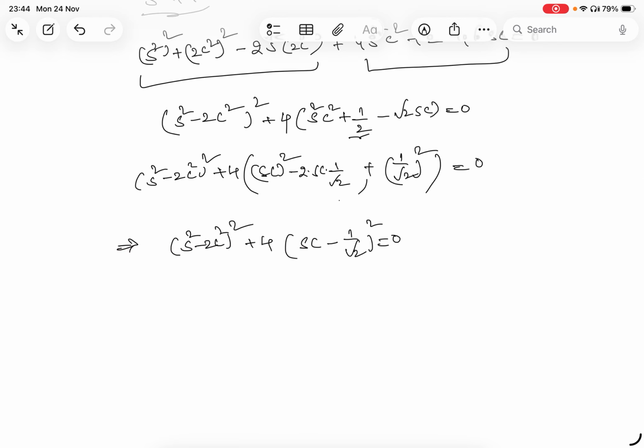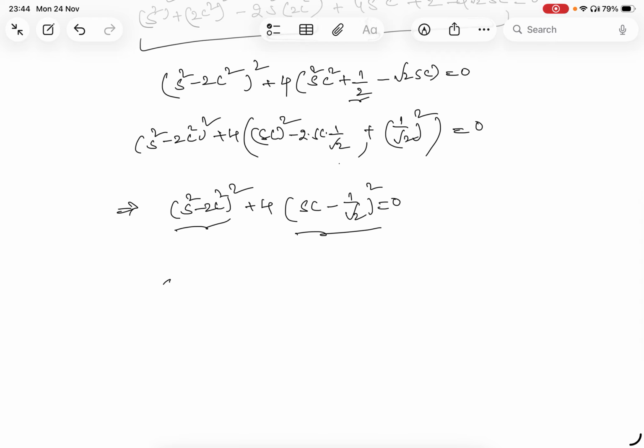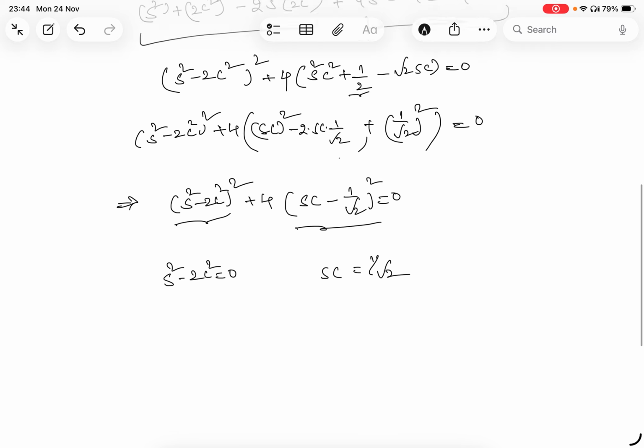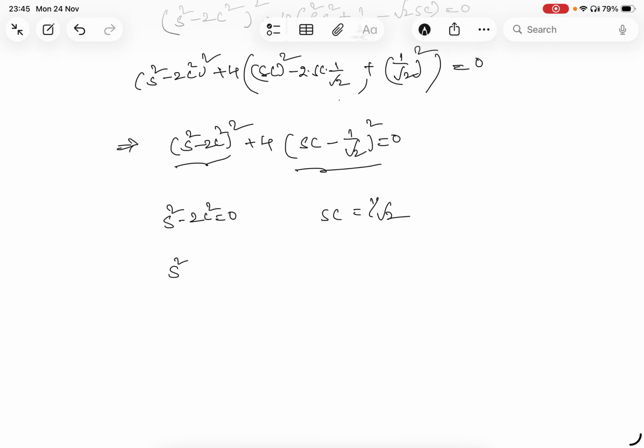Now as you can see, these are two square terms, (S² − 2C²)² and (SC − 1/√2)², which are positive numbers, right? Adding two positive numbers cannot be 0, so each of the terms must be 0. Fine. Now S² − 2C² = 0 and SC = 1 by √2. Then S² equals 2C². Here SC is 1 by √2. Fine.